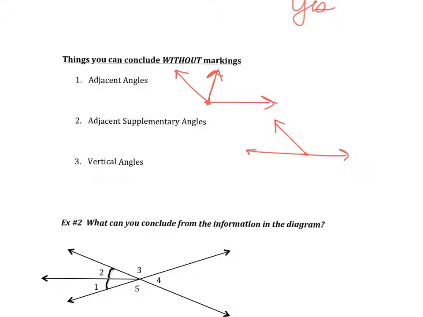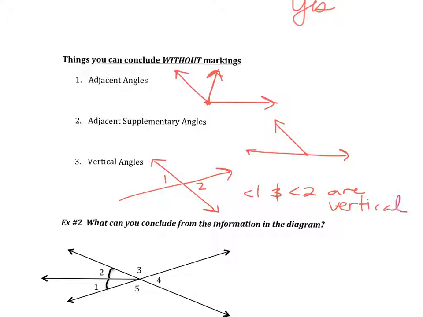And then the other one is you can assume vertical angles without any markings. So if I have a picture like this, I'm allowed to say that angle 1 and angle 2 are vertical. Still on the last problem. So those are the only three things that you can look at a picture, and if they gave you no markings, we still know they're true. Everything else you need markings for. If there's congruence, they need to mark that things are congruent. You can't just say, well, they look the same. You have to know that they're the same with their markings.